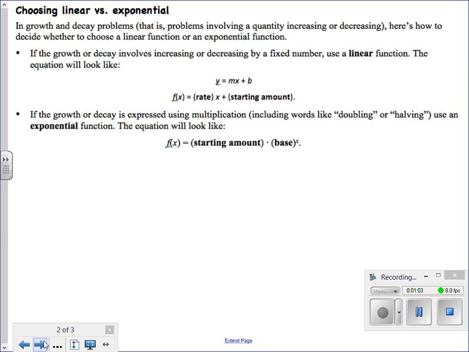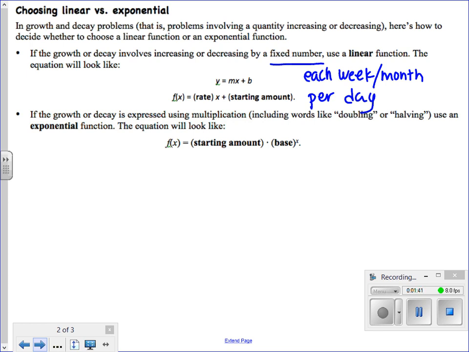When we're choosing linear versus exponential, it says in growth and decay problems, that is, problems involving something that's increasing or decreasing, here's how to decide whether to choose a linear function or an exponential function. It says if the growth or decay involves increasing or decreasing by a fixed number, you use a linear equation. So that might say each week, or month, or you might see the word per day. Those kind of things imply linear. If it's happening week after week after week or day after day, that's going to be a linear function.